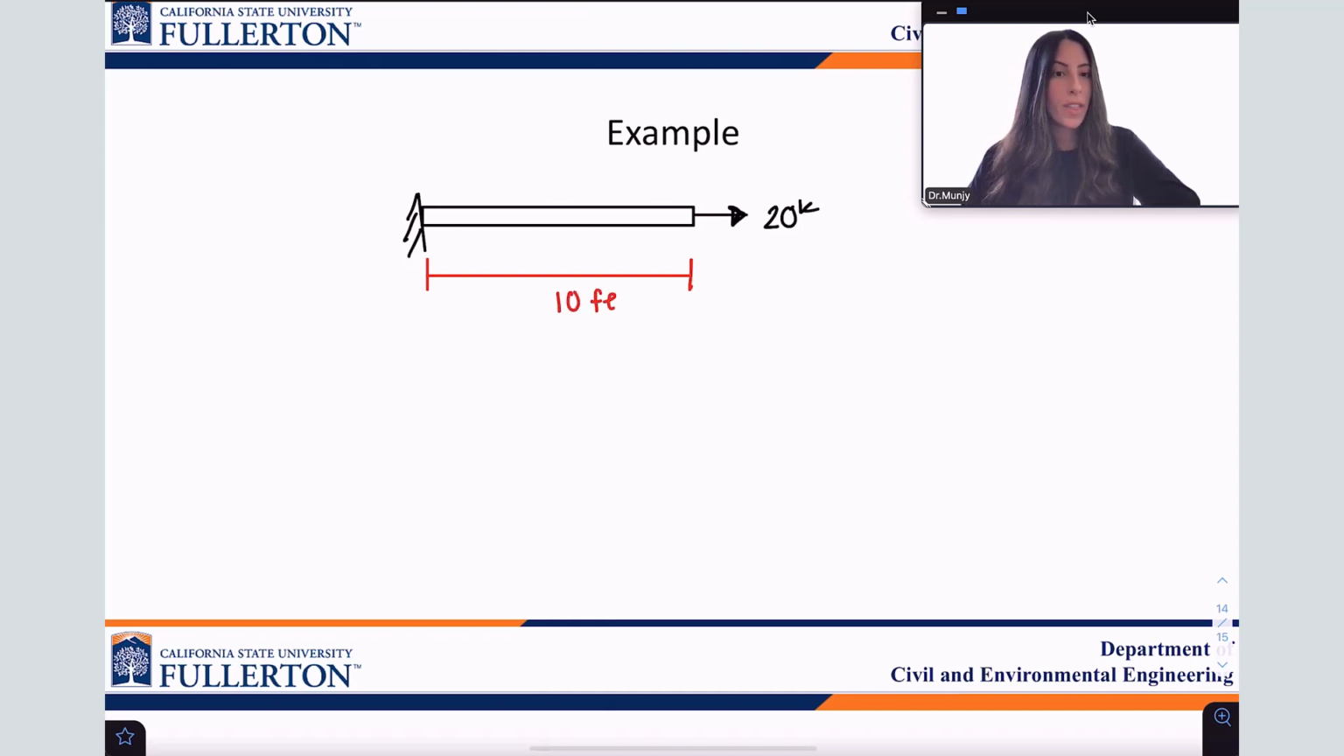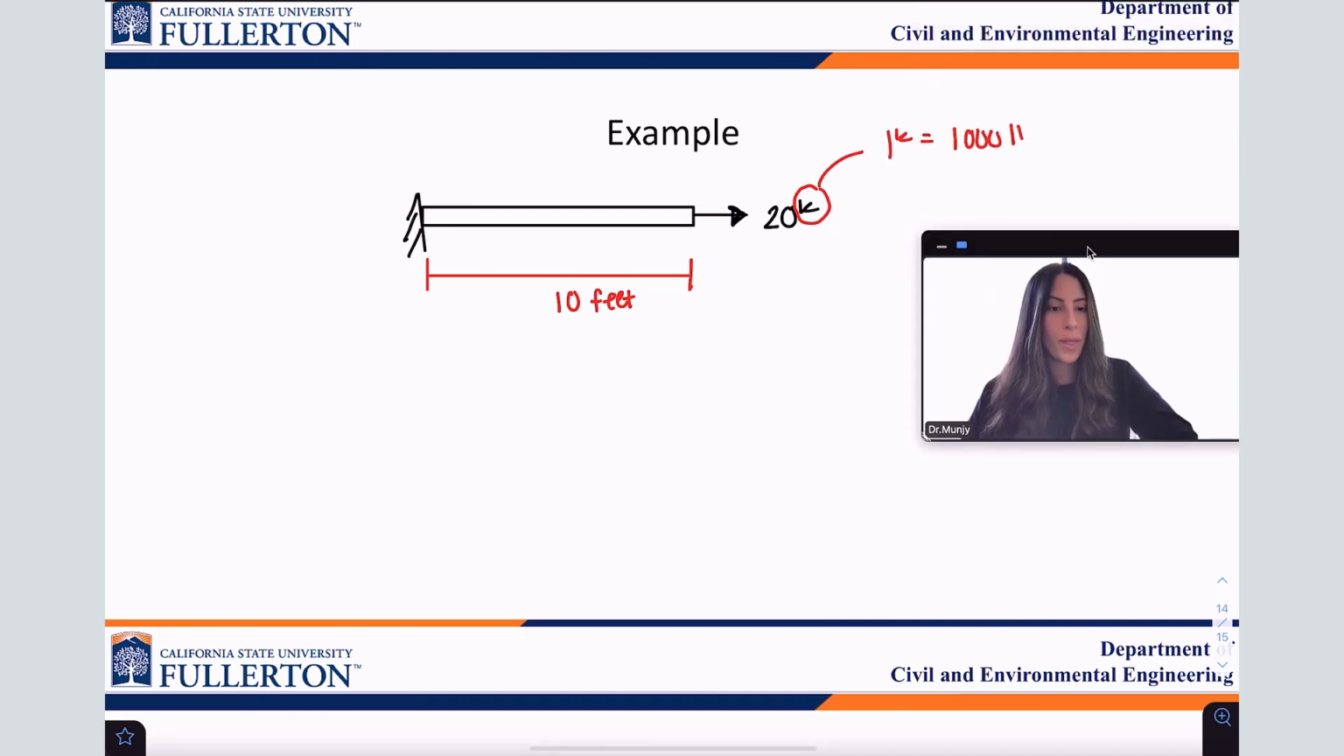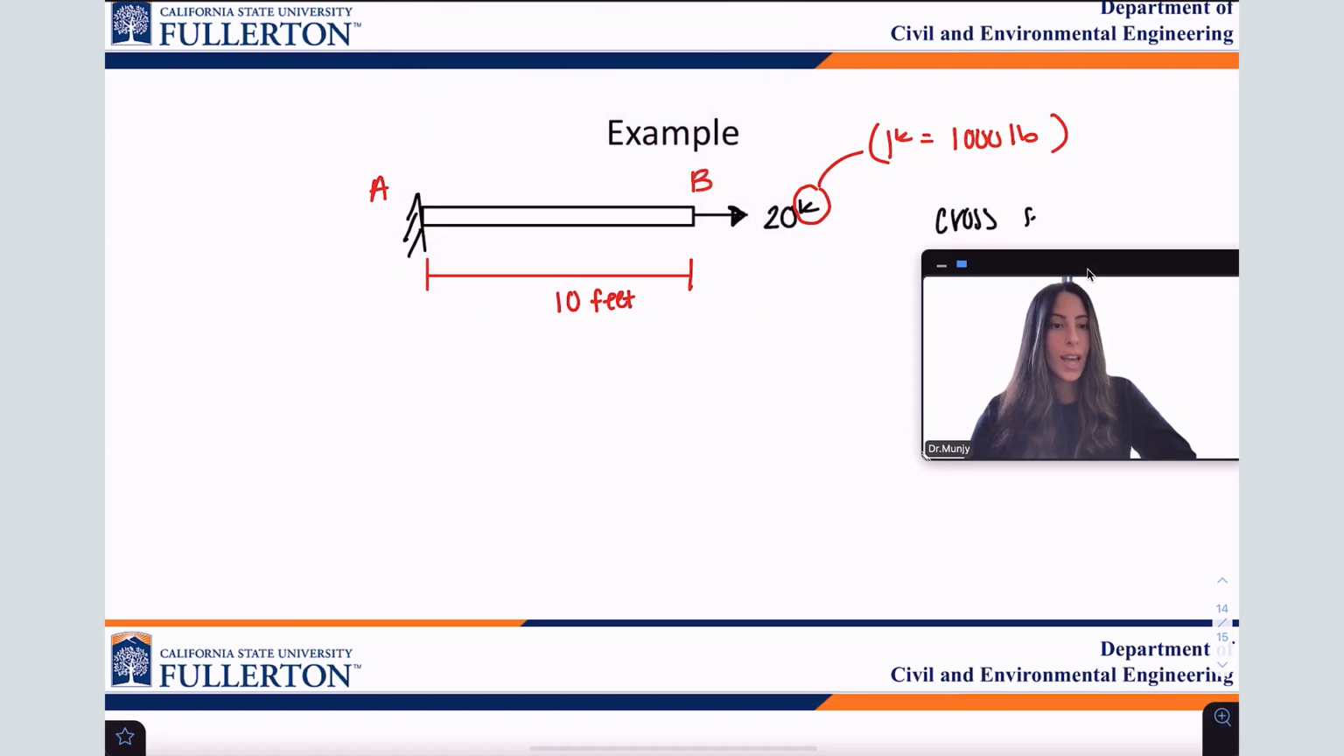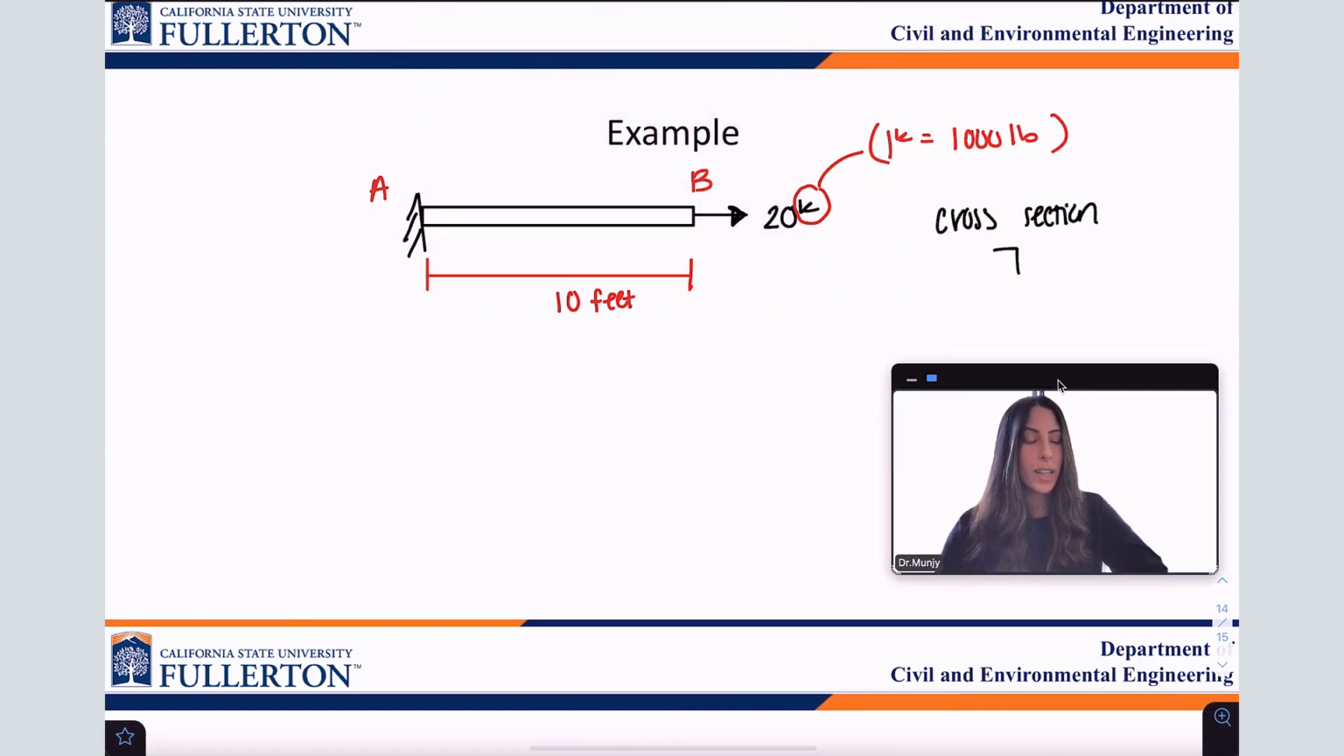Right now I'm going to define the original length of the bar, which is 10 feet. Okay? And again, I'm going to put here 1 kip is equal to 1,000 pounds, just in case you didn't know that conversion. Okay. Now, we have point A, which is the fixed point. We have point B, which is where we're applying that 20 kip force. And also we have the cross section of the element, which is a square, and the area is given as 2 inches squared.